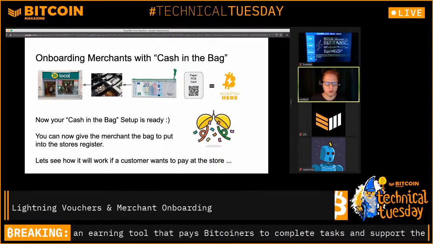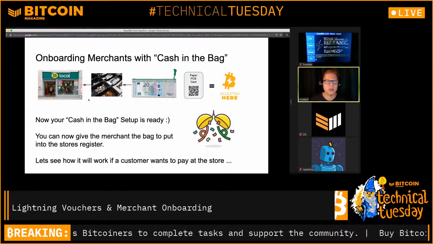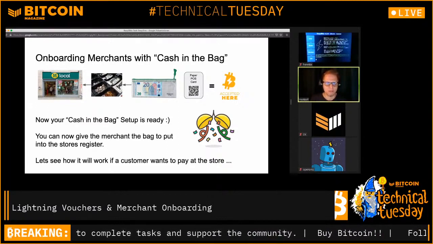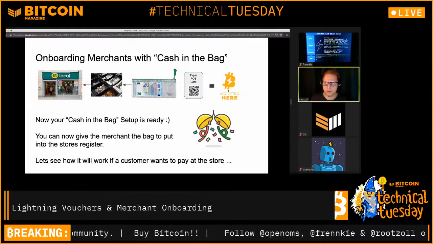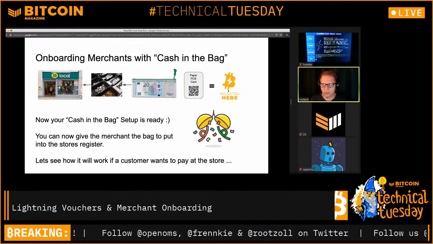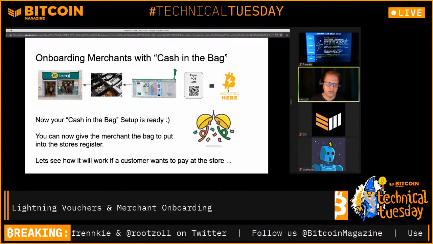Now you go into the local store, talk to your merchant. We want to accept Bitcoin. They have the bag, and they put the bag somewhere in their cashier register, just lying there. And best would be maybe to put a sticker up front, so that people know that you can pay with Bitcoin over Lightning there. So you're now kind of ready.